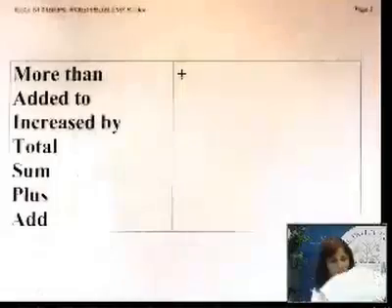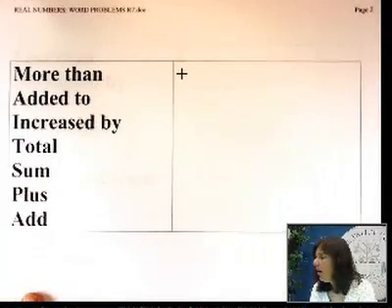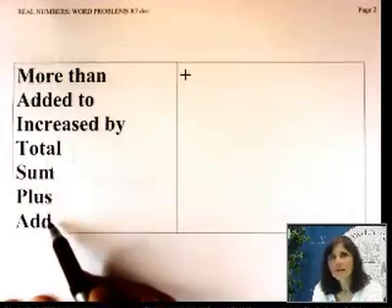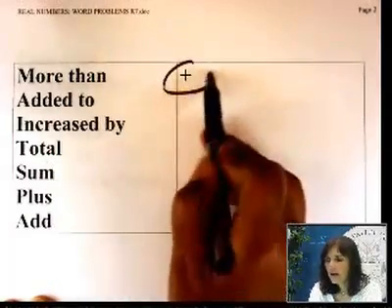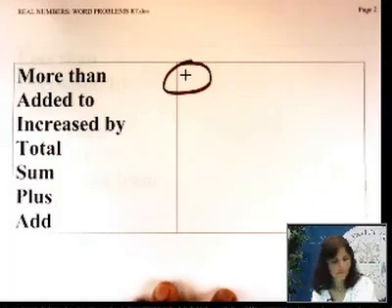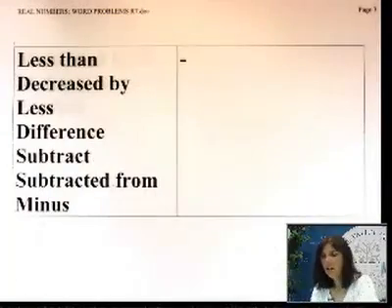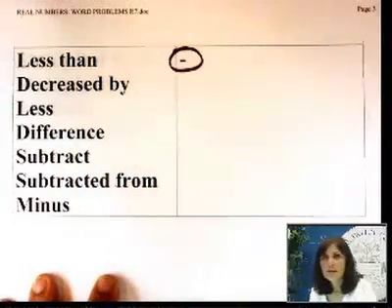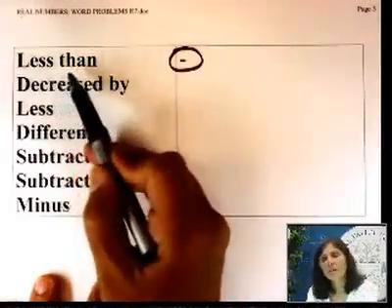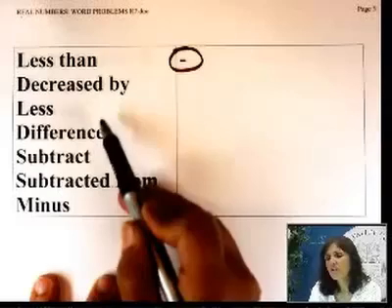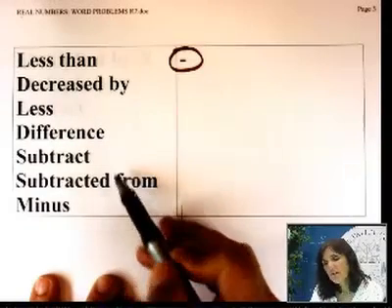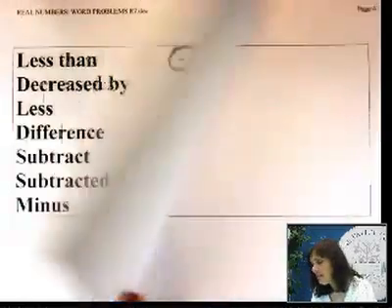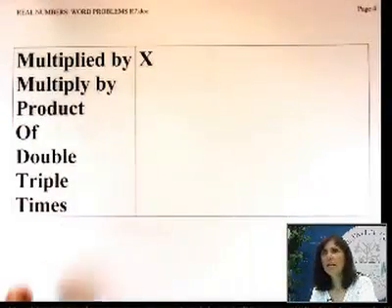The second thing you need to know: when somebody says more than, added to, increase by, total, sum, plus, add, that implies an addition. The difference, minus, subtraction is always implied by less than, decreased by, less, subtracted from, or minus. There may be other ones, but these are the ones that I can think of right now.